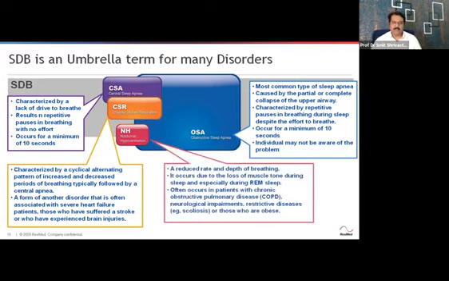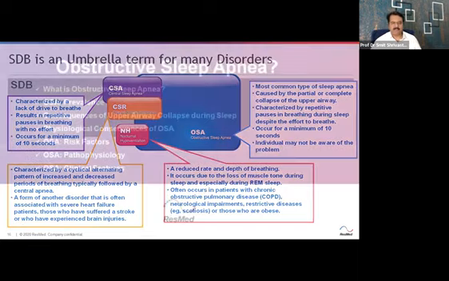Nocturnal hypoventilation syndrome is where there is a reduced rate and depth of breathing. So it's shallow breathing, which occurs due to loss of muscle tone during sleep, and especially during REM sleep. This occurs in patients who have chronic pulmonary disease or neurological impairments, restrictive diseases, or those who are obese, where the daytime effort with the muscles is too high. There is too much dependence on muscle tone, and when this dependence on muscle tone is lost, this person has shallow breathing.